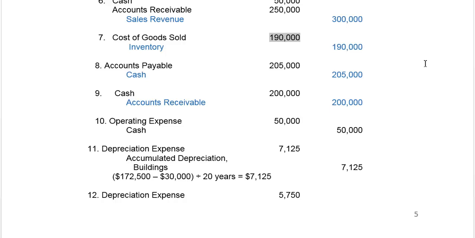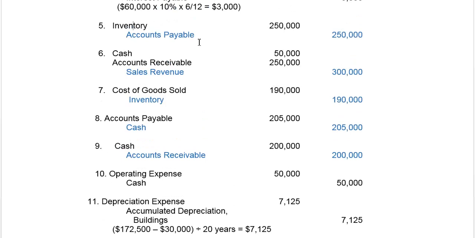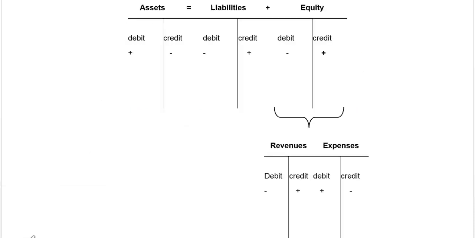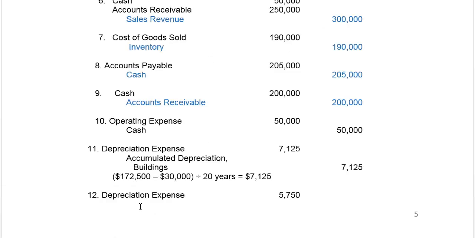Now, some of those suppliers that we bought from on account in number 5, we're now paying them off. We're paying off 205,000. So that means if we're discharging or paying off a liability, that liability is going down. So if we go back to our chart, we got liabilities going down, and they will go down on the left, and left means debit. So we're going to debit accounts payable, and don't forget we're using cash up because we're paying our liability. So what does that mean? That means our cash is going down. Cash is an asset. When assets go down, they go down on the right, and right means credit.